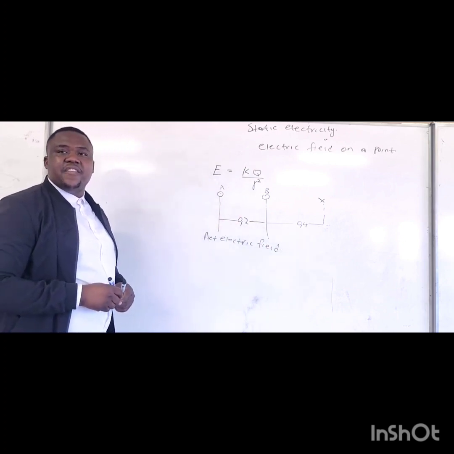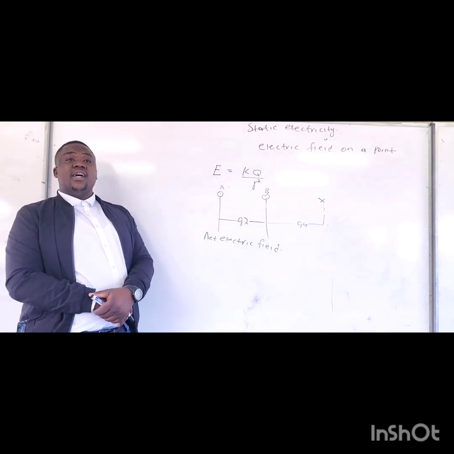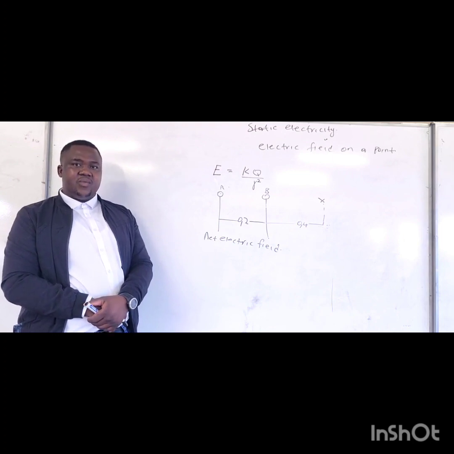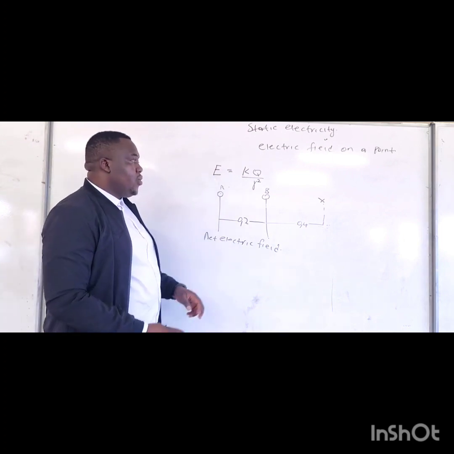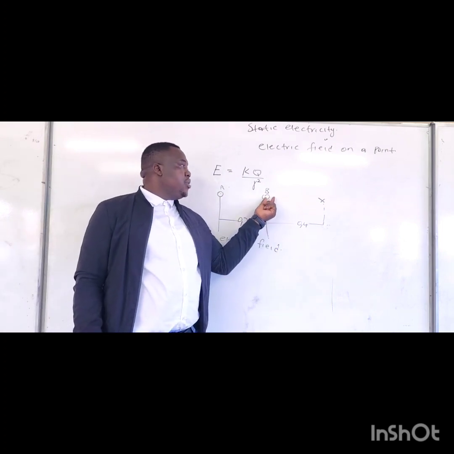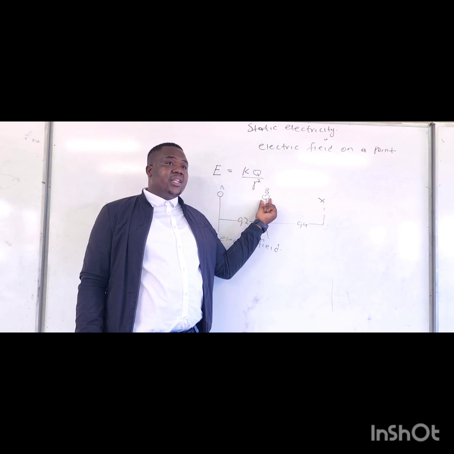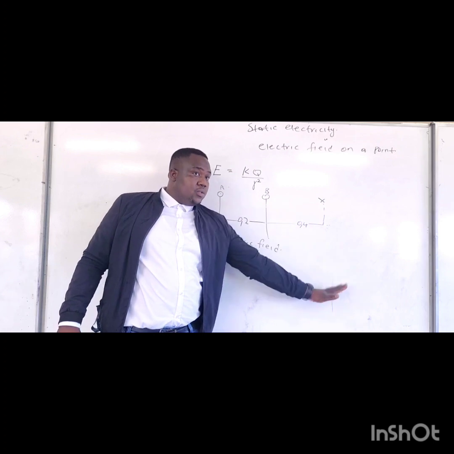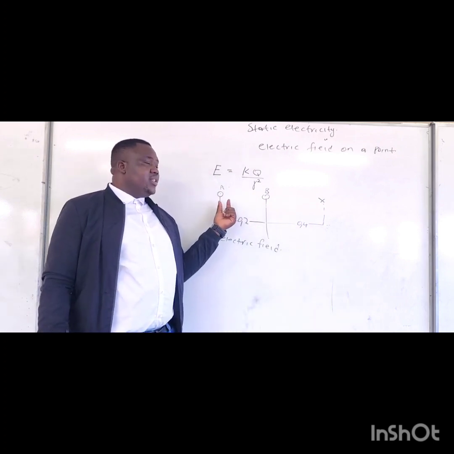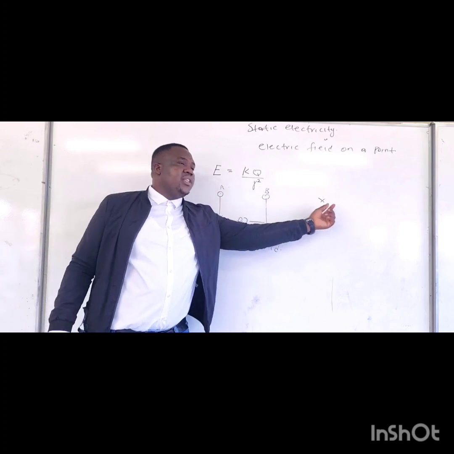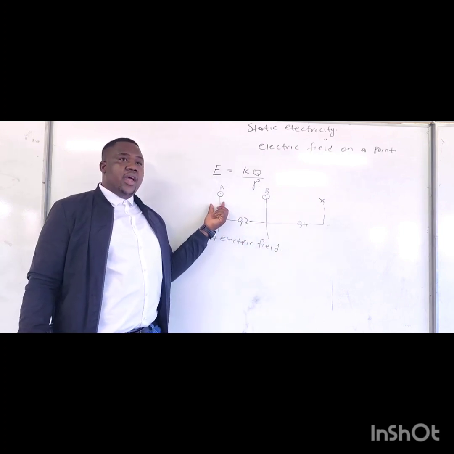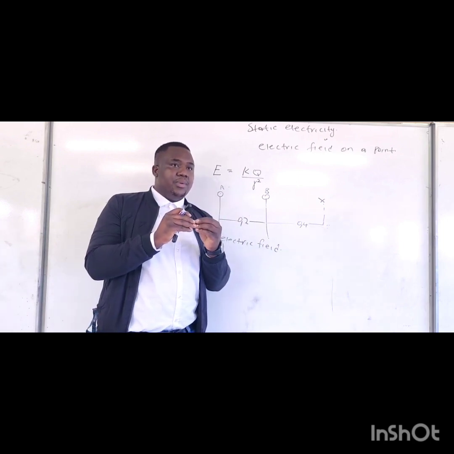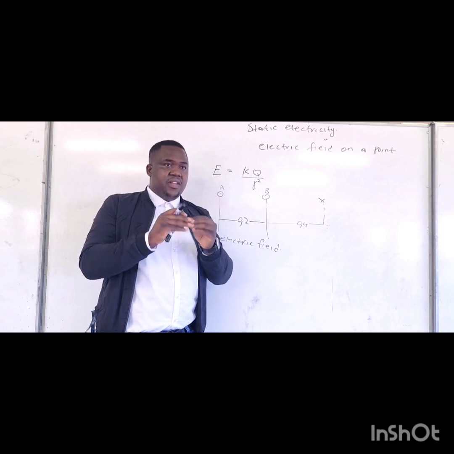What is the net electric field at point X? You know how we go for that one? We calculate the electric field that point X experiences due to point B. Right? We put it down. We calculate the electric field which point X experiences due to A. We put it down in that direction, right? Yes. Then we sum them. It will be the net electric field.